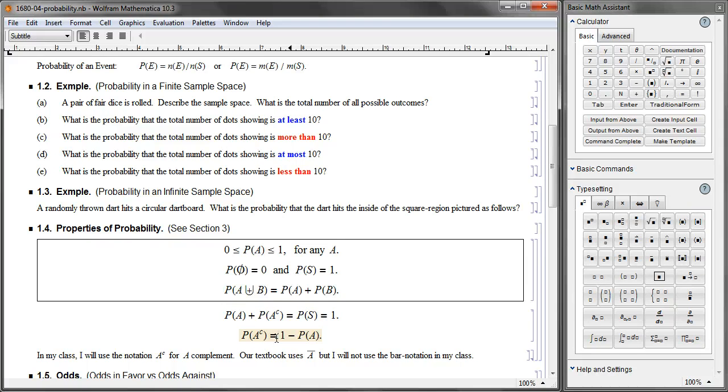For example, how do you calculate the probability of getting anything other than 1 when you roll a die? You can count and get 5/6, or you can calculate 1 minus 1/6.